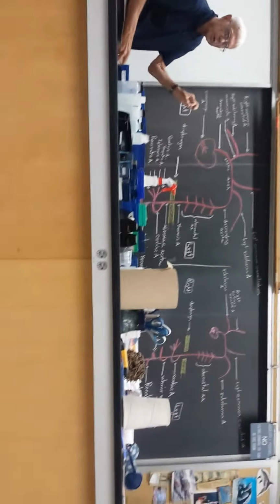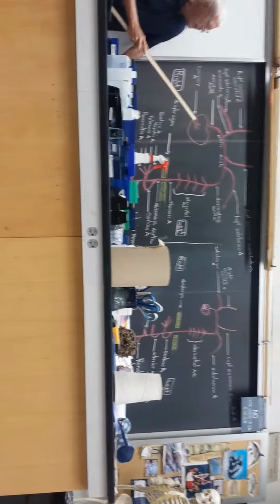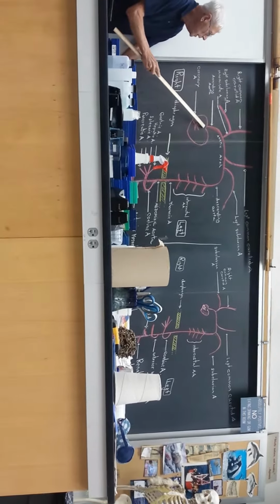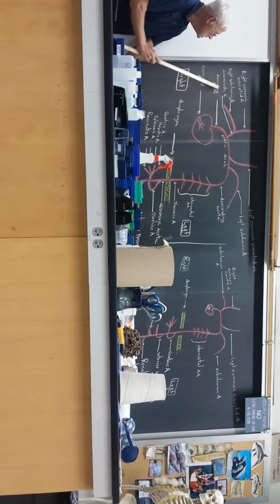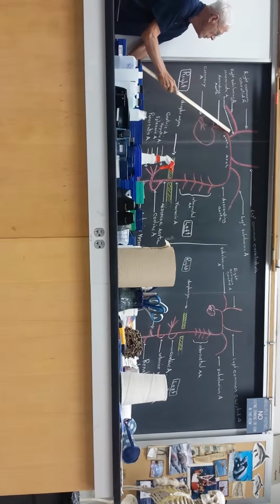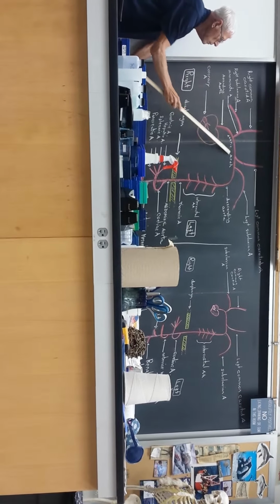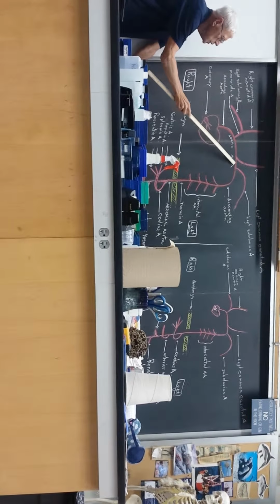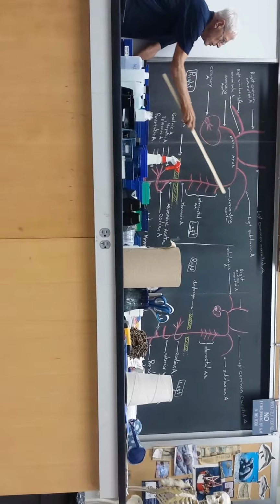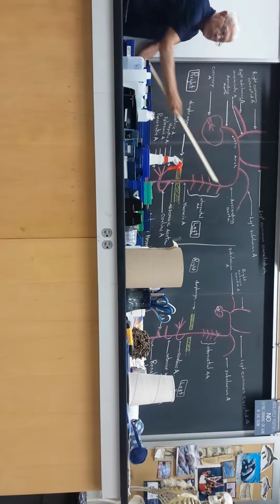It has the largest diameter, and it leaves the heart, and it goes up. And this is the ascending aorta. And then it arches over. This is called the aortic arch. And then it arches down. This is the descending aorta.